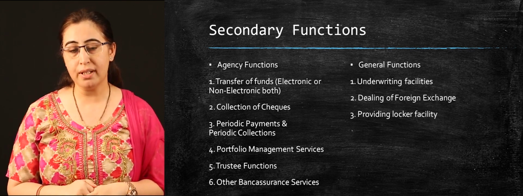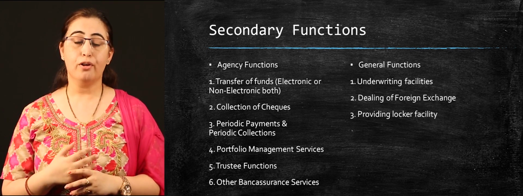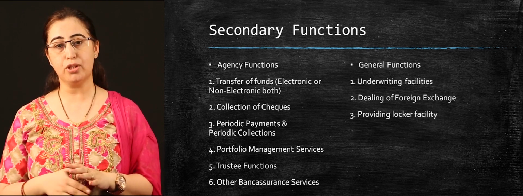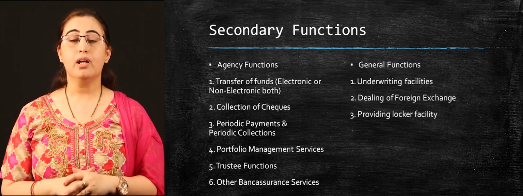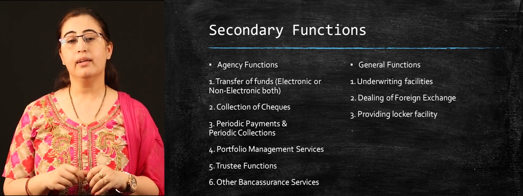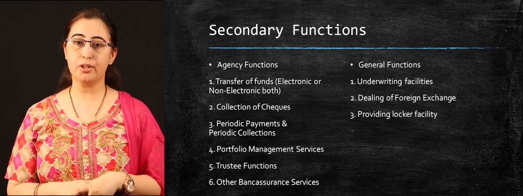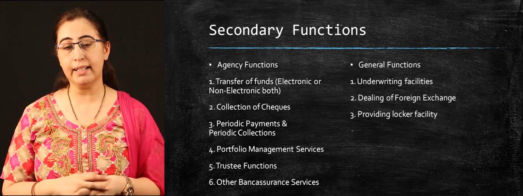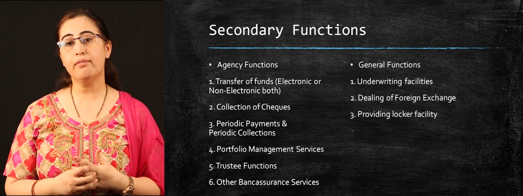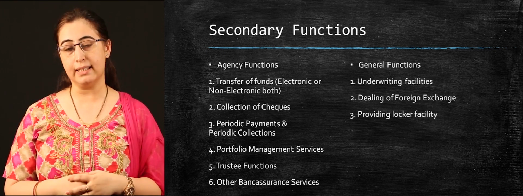Similarly, there are portfolio management services, trustee services, and other bancassurance services. Now when we use bancassurance, it combines banking services as well as insurance services. For example, your bank is selling insurance services, health insurance, medical insurance, which come under the category of bancassurance. Now when we talk about the general function, it is providing underwriting facility. Kotak Mahindra is a very good example of an underwriting bank. It also deals with foreign exchange and provides some trustee services like locker facility.